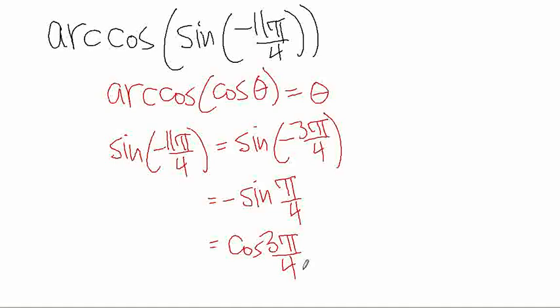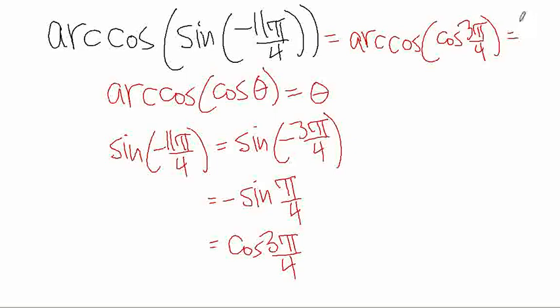So be careful. Now we can rewrite the original expression as the arccosine of the cosine of 3 pi over 4, and we're happy. Or I hope you are. The arccosine of the cosine of 3 pi over 4 is equal to 3 pi over 4. I hope that's what you got.